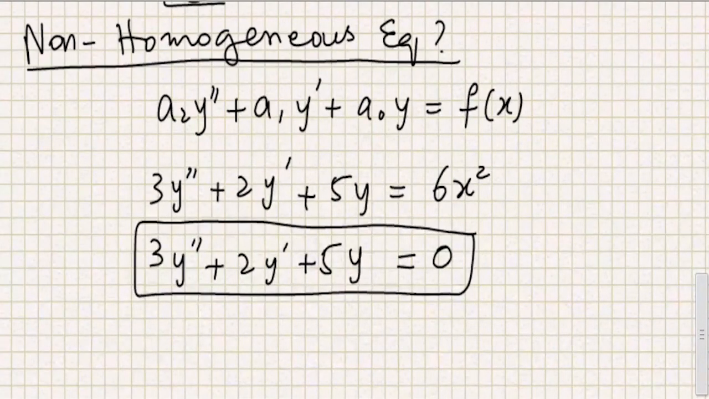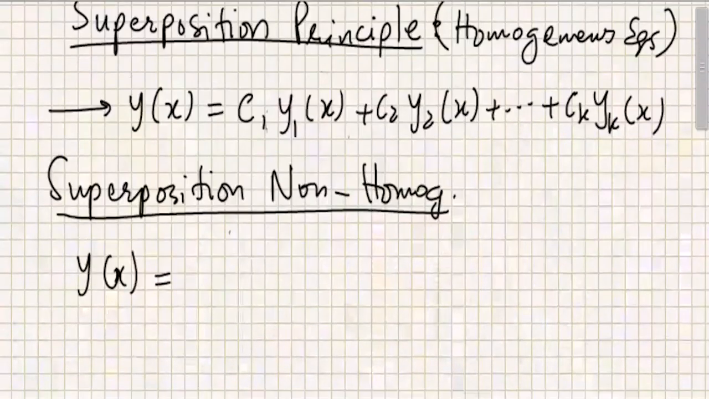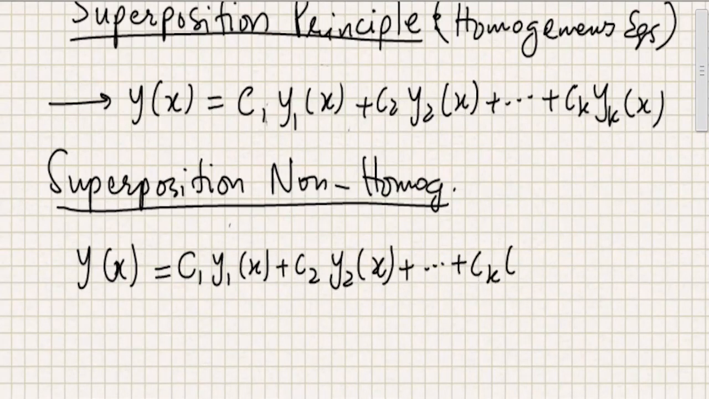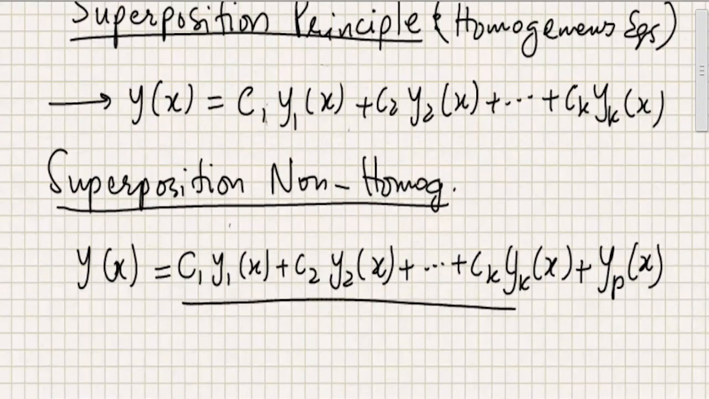So the superposition principle for non-homogeneous equations says that if you add all the complementary independent solutions of a differential equation with each other, and on top of those you also add the particular solution which is a result of f of x, which is the non-homogeneous part of the equation, the sum of all of these solutions will also be a valid solution of the differential equation.